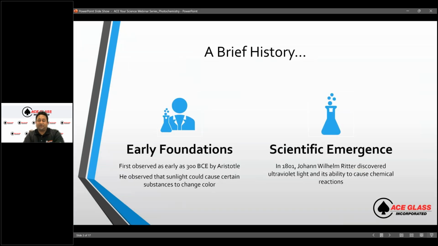So to get into photochemistry, it's an interesting field of science, primarily because it's been further developed in recent years, but it was discovered years and years and years ago. As you can see, we noticed photochemical reactions as early as 300 BCE, and we were able to understand the principles of ultraviolet light in the early 1800s.